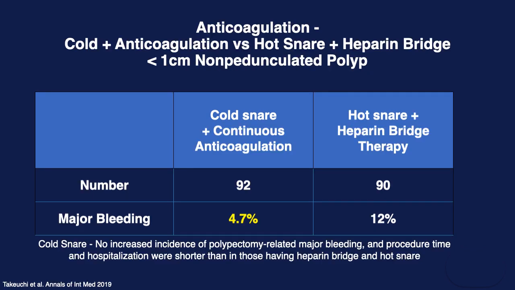Another important thing is we were in the habit of bridging with heparin for patients undergoing hot snare resection. So this study shows one group where anticoagulation was continued, again for small polyps, and underwent cold snare resection. Another group, there was a bridge to heparin and then hot snare resection. As you can see, the major bleeding was less frequent in patients who had cold snare resection while they continued the anticoagulation.